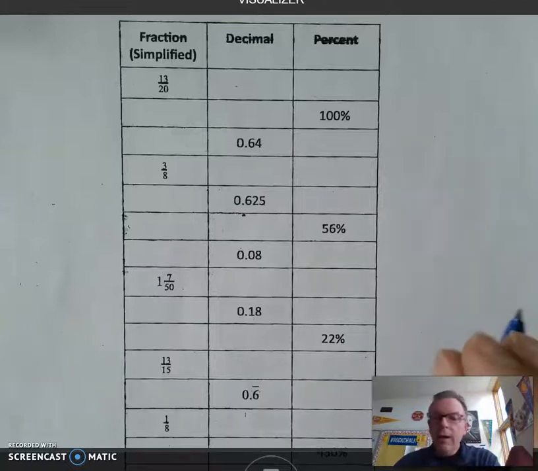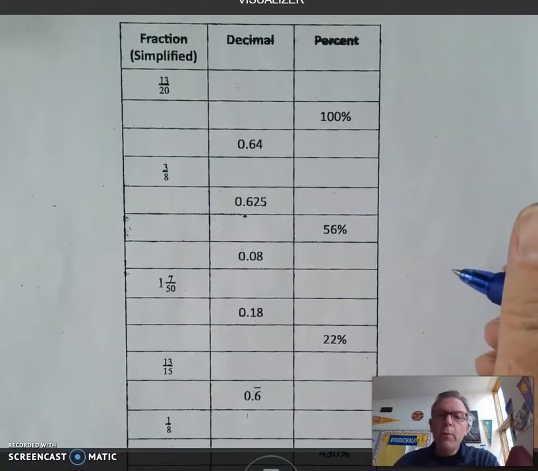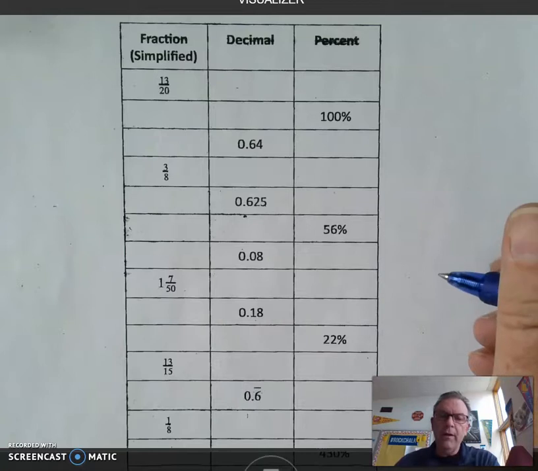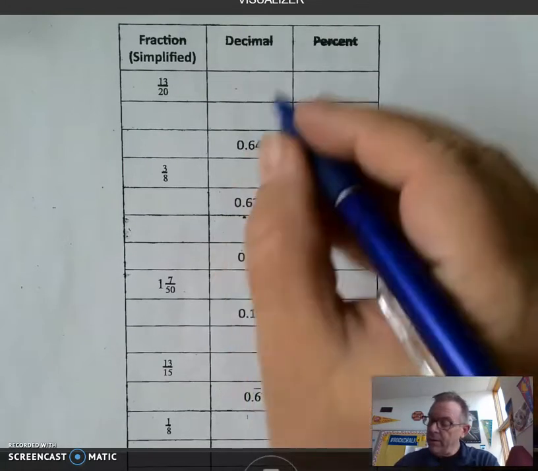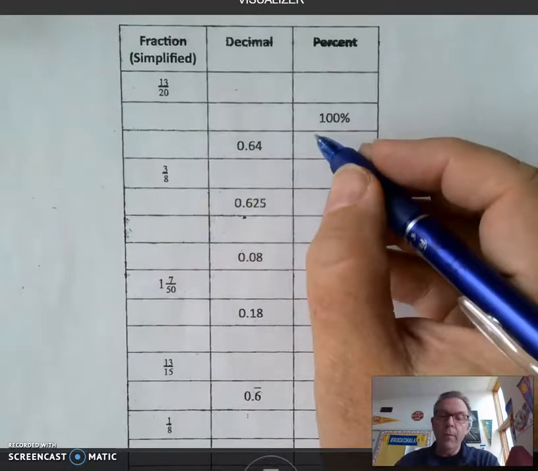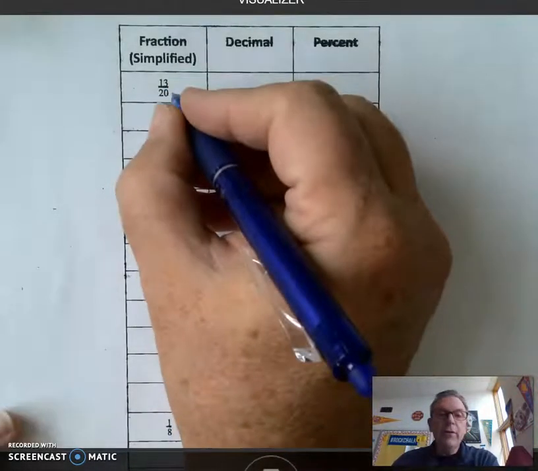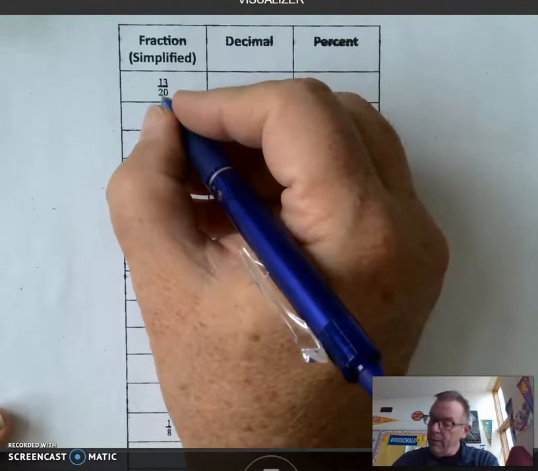Alright everybody, today we're going to go ahead and put it all together. You've been working on a lot of different concepts with fractions, decimals, and percents. Today we're going to work with it in a table. So, first one, they're giving me a fraction.